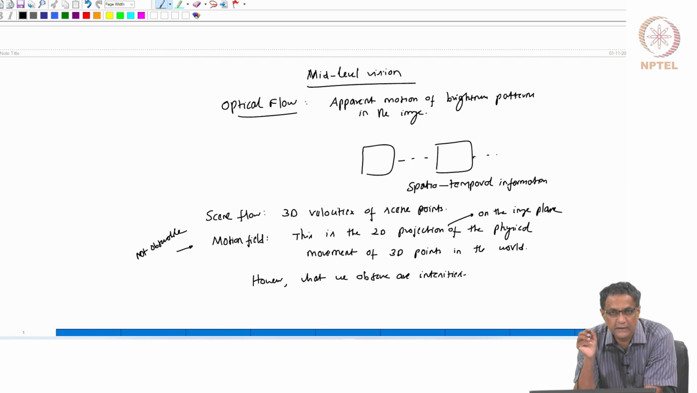And the idea is to analyze these intensities in order to be able to make inferences about the motion field, which in turn can probably tell you something about the scene flow and so on. And what we observe are actually intensities.